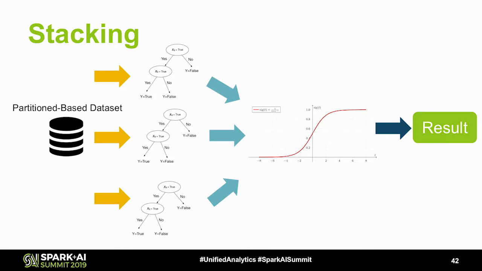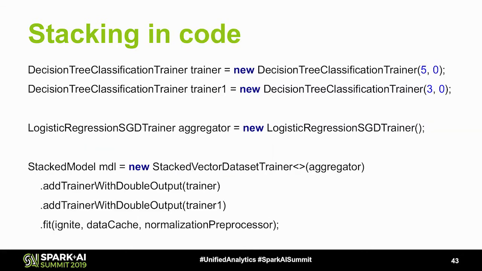Stacking involves training a learning algorithm to combine the predictions of several other learning algorithms. First, all of the other algorithms are trained using the available data. This is the first step. Then a combiner algorithm, here it's logistic regression, is trained to make a final prediction, using all the predictions of the other algorithms as an input.